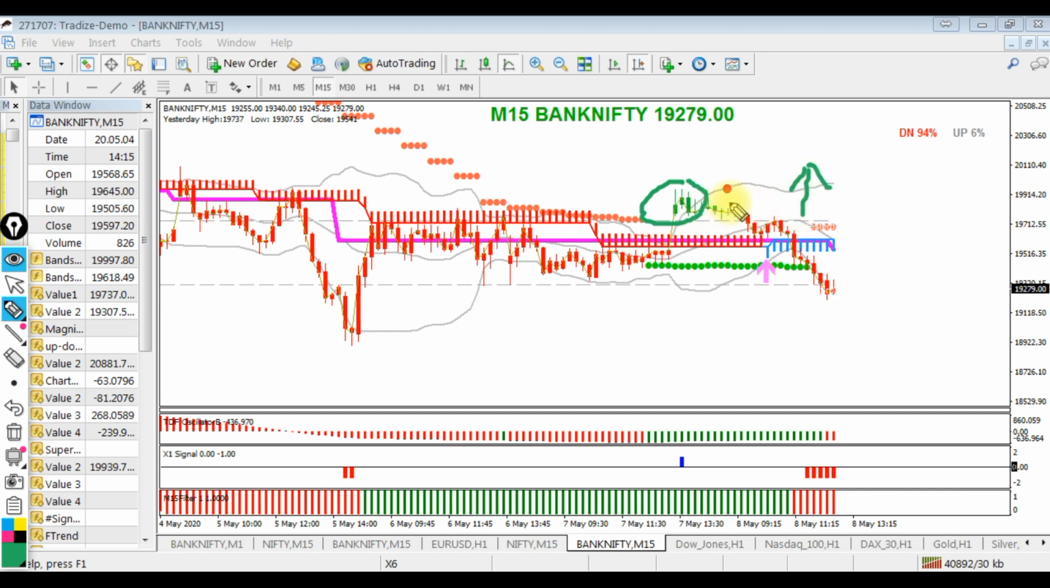So we will wait for a new buy signal. Suppose a new buy signal comes at 20,000, then we will reverse our position at 20,000 and recover the loss. So do not worry about what will happen tomorrow or what will happen after the first candle, second candle.